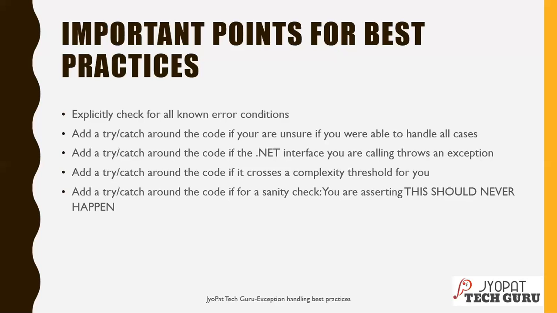There are many complex issues that you may find while you are writing the code. So do not make too many complicated things within the code, so that exception handling will not become a burden. Add a try and catch around the code if, for a sanity check, you are asserting this should never happen. So we have to make sure that the error should not be there. That's why we are using the try catch. But do not make too much looping within the exception handling.